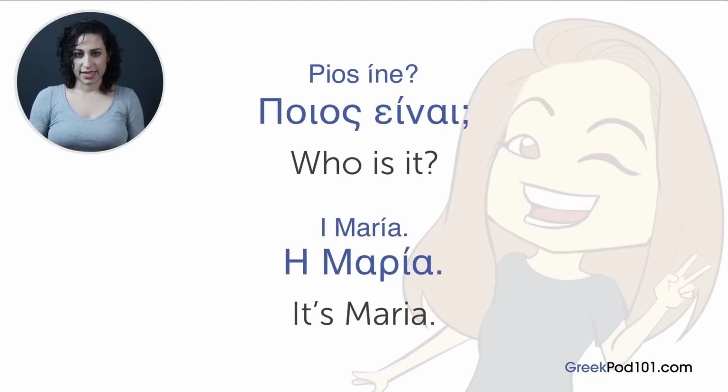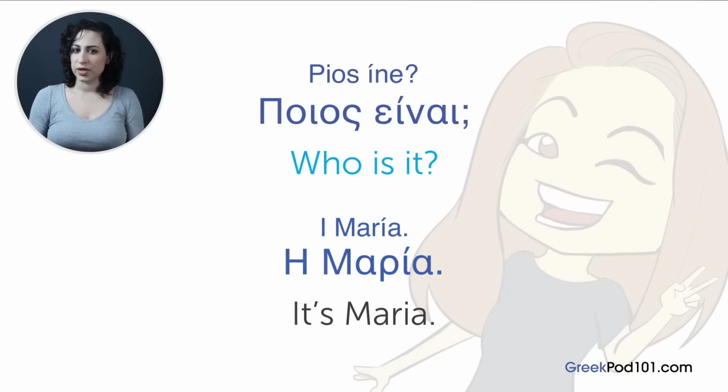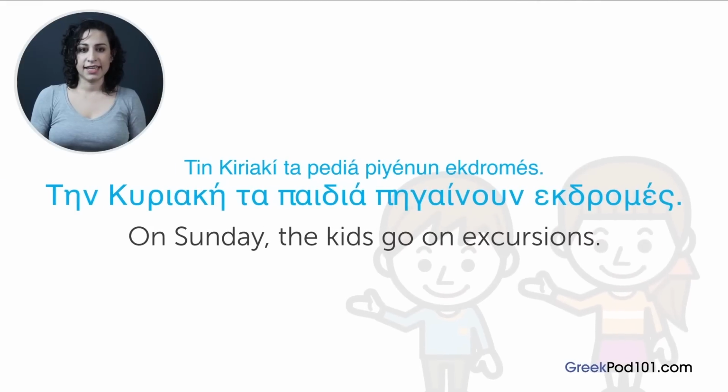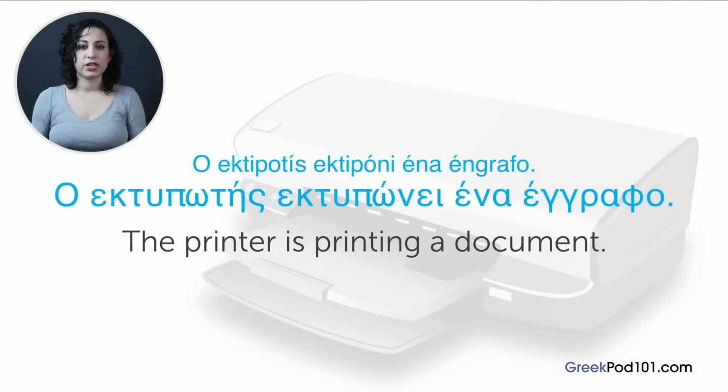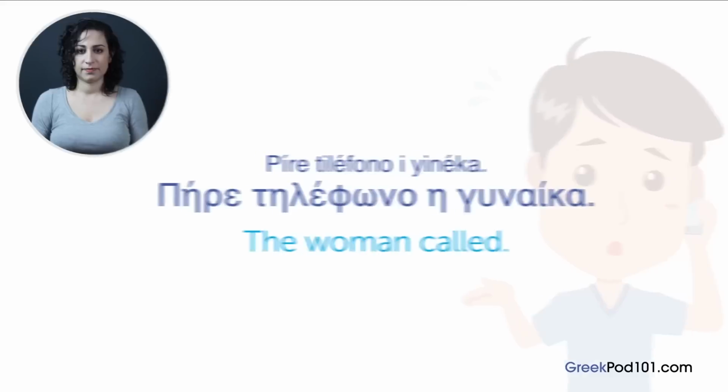Here are some sample sentences. Ποιος είναι; Η Μαρία. Who is it? It's Maria. Την Κυριακή τα παιδιά πηγαίνουν εκδρομές. On Sunday, the kids go on excursions. Ο εκτυπωτής εκτυπώνει ένα έγγραφο. The printer is printing a document. Πήρε τηλέφωνο η γυναίκα. The woman called.